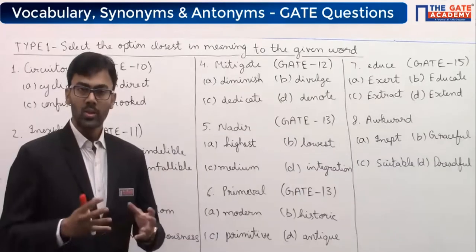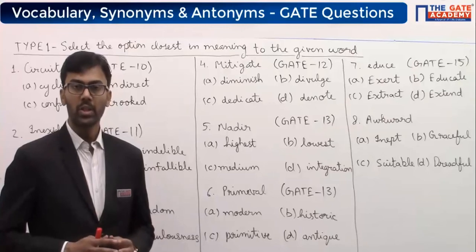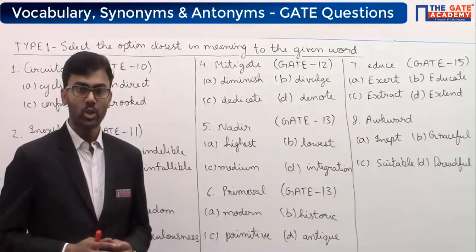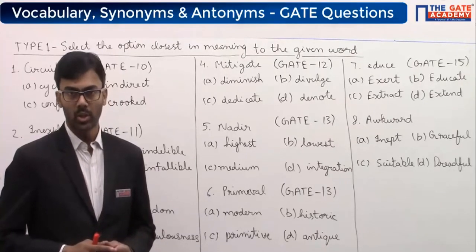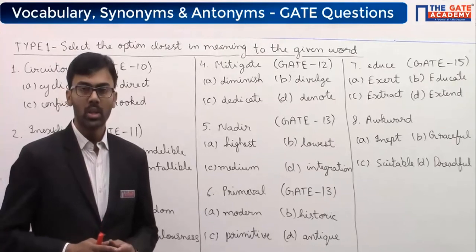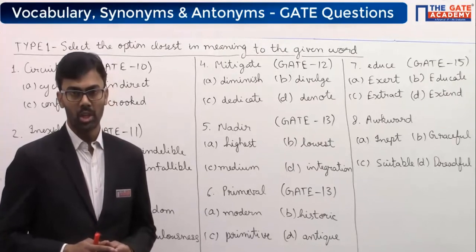So now we will discuss some questions that have appeared related to vocabulary, particularly synonyms and antonyms, in the previous year's GATE examination papers. So let's move ahead. Now we begin discussing the first type of questions related to vocabulary, synonyms and antonyms that have appeared in the previous year's GATE examination papers.